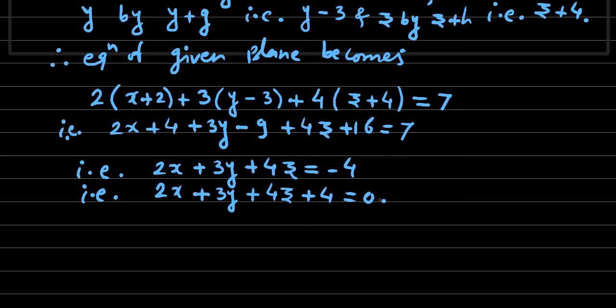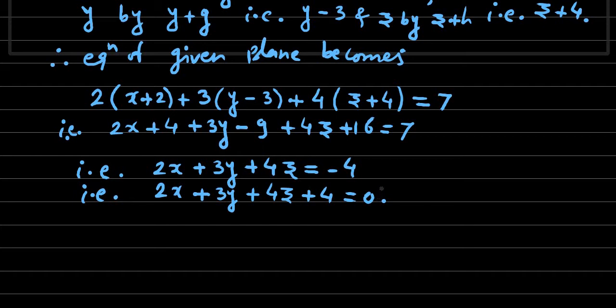So this is the equation of the given plane with reference to the new origin that was shifted to 2, minus 3, 4. So like this, such examples can be solved. After solving one example based on the change of origin, the next article is the change of direction of axis.